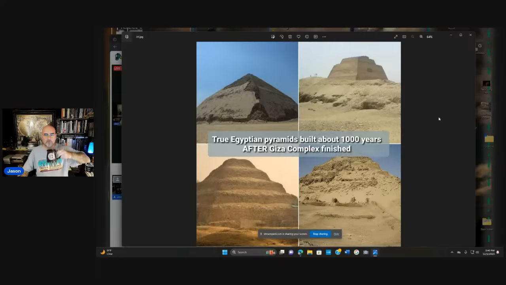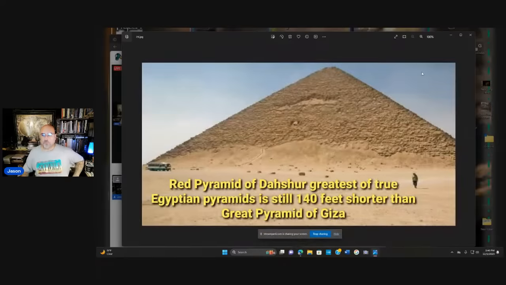There's the Bent Pyramid. There's Dashur. Some of these look like Sumerian pyramids. Mastabas. Oh, here's the Red Pyramid of Dashur. The greatest and truest of the Egyptian pyramids is still 140 feet shorter than the Great Pyramid of Giza. There it is right there. It's a much smaller pyramid, much more inferiorly built.